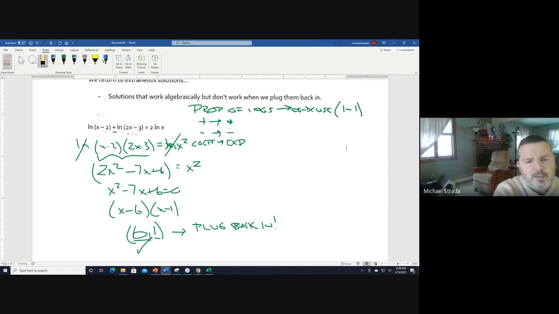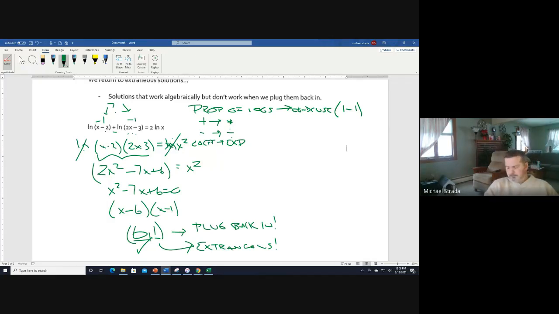When I plug in 1, this becomes negative 1. This also becomes negative 1. I cannot have a negative 1 and do the log. Therefore, 1 is considered an extraneous solution. Okay? So with those, and they're at the bottom of the homework you were given yesterday that's due tomorrow, you got to plug back in to make sure it's not extraneous.